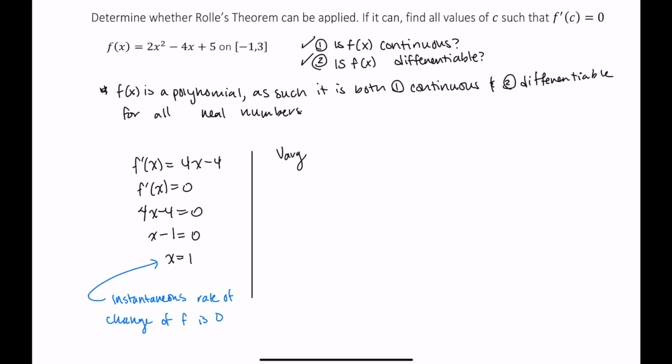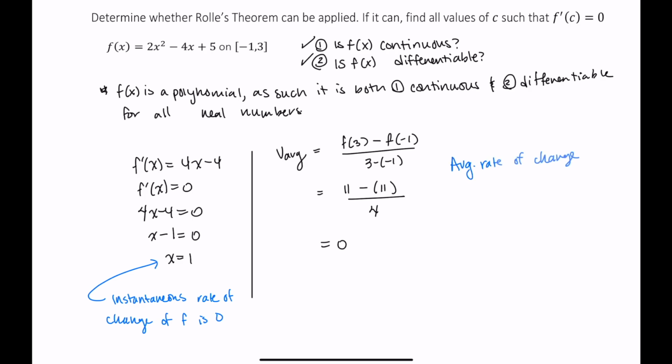The average on this interval is equal to f of 3 minus f of negative 1 over 3 minus negative 1. So that'll give you what? 11 minus 11 over, doesn't matter what it's going to be over, because look, this is 0. So notice the average rate of change of f on negative 1 to 3, this interval, is 0.